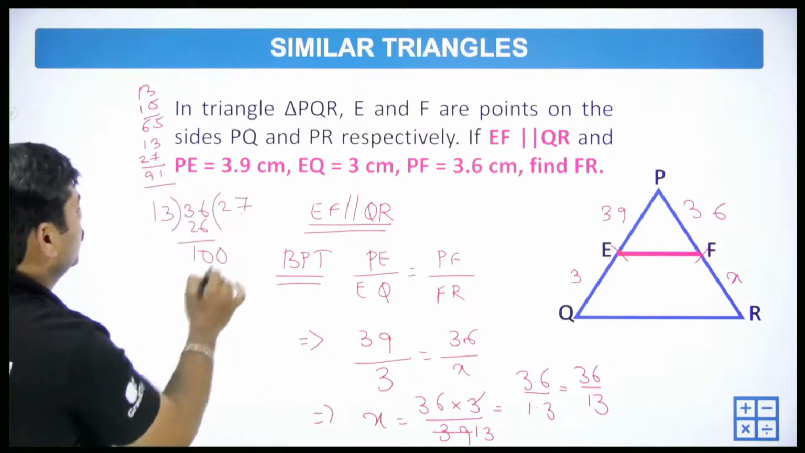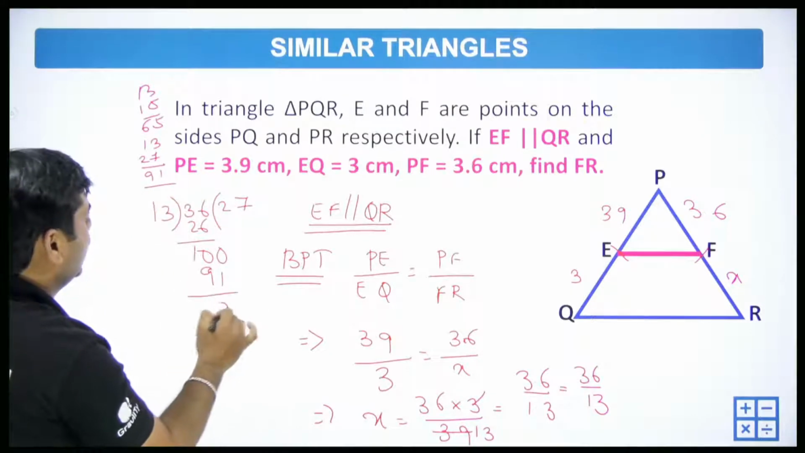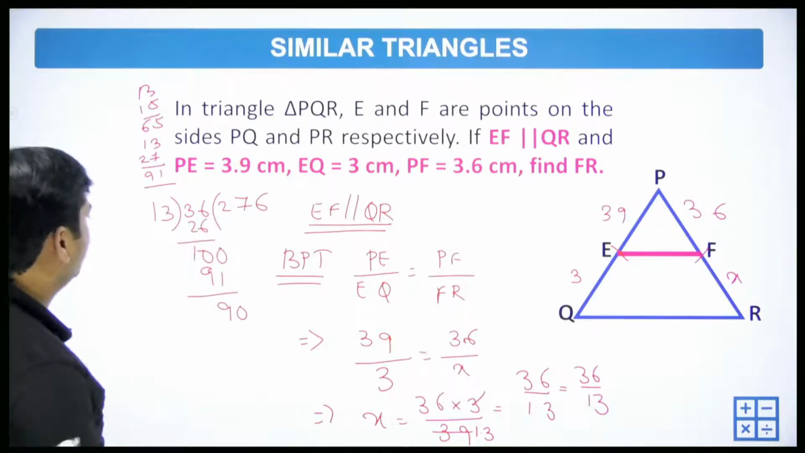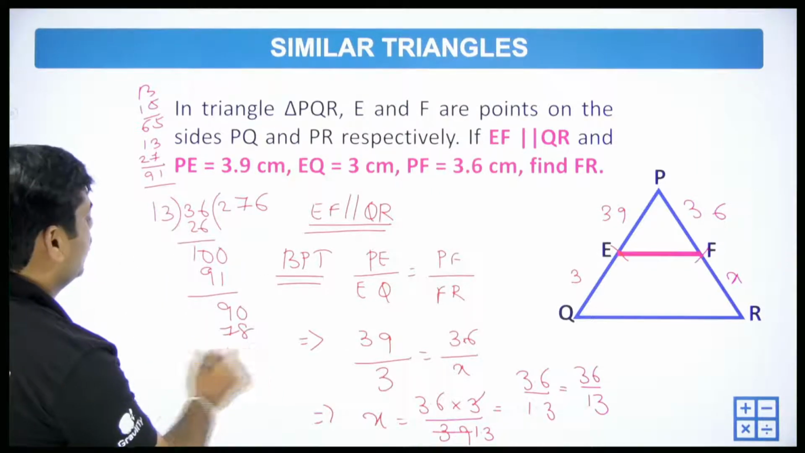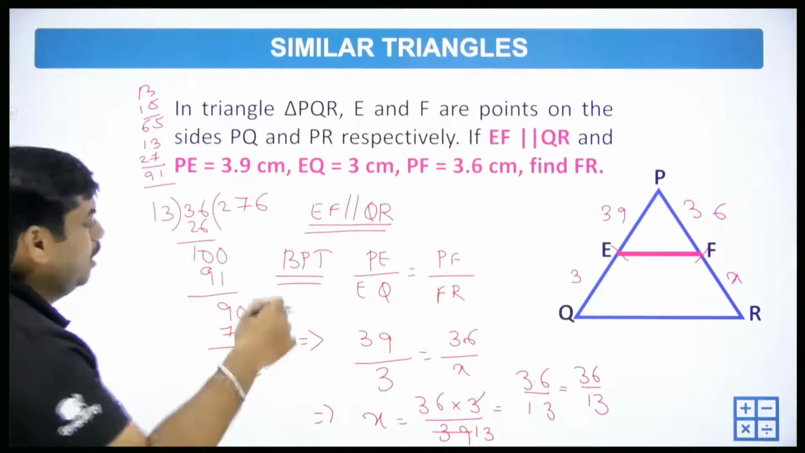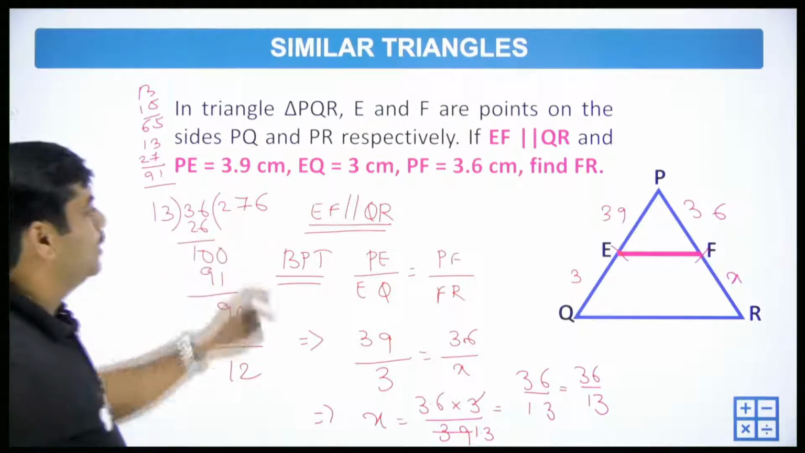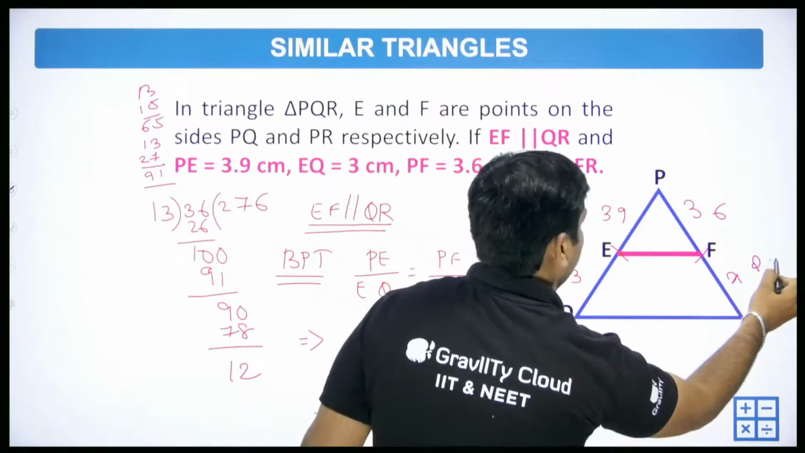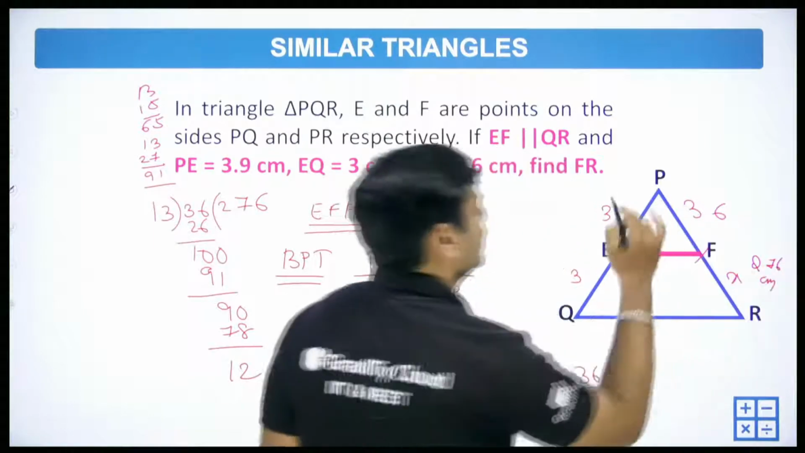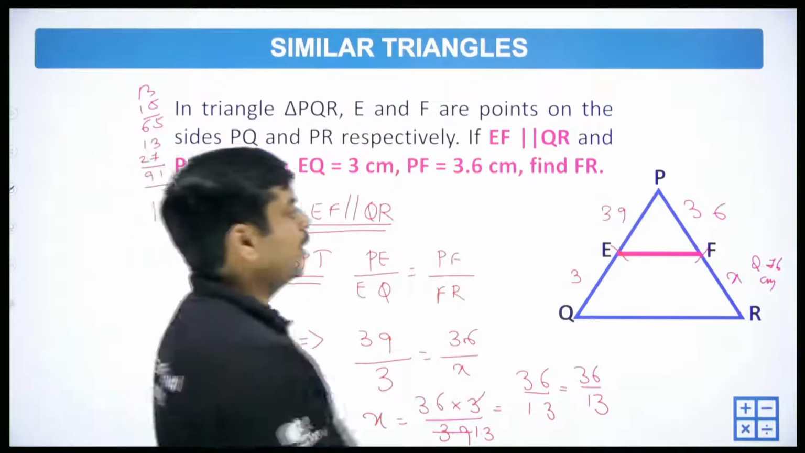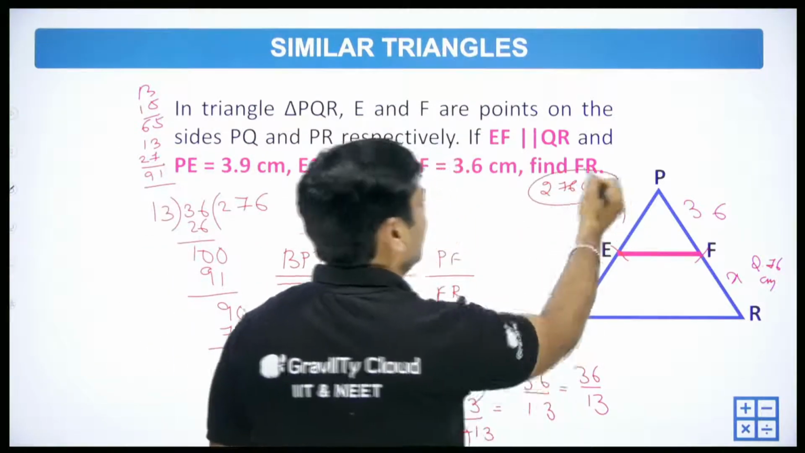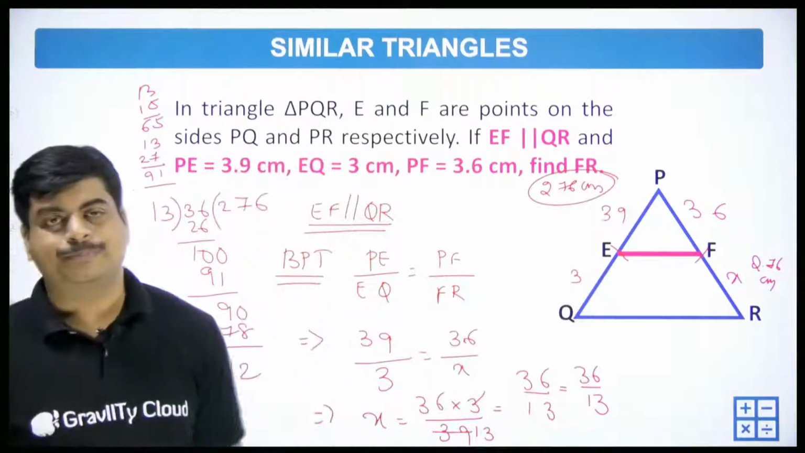So 13 7s are 91. We are left with again 9, 0. So 13 6s, whatever the value is, 78, maybe 13 6s are 78. And it still continues. Okay, so we can stop it there. So the other side will be 2.76 centimeters. Okay, so find the value of FR. 2.76 centimeters. It's an approximate value, not exact.